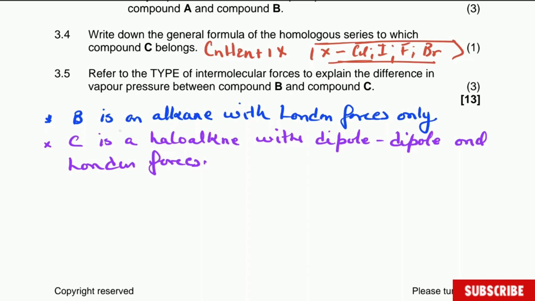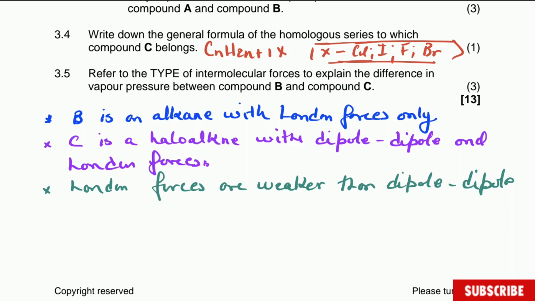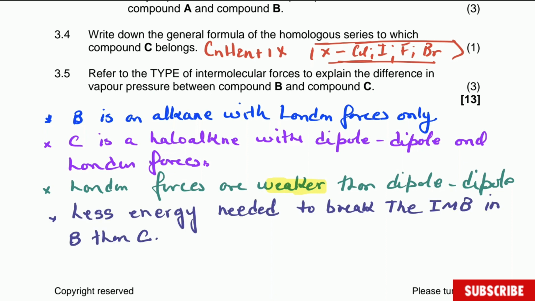So you are going to say that B is an alkane with London forces only. C is a haloalkane with dipole and London forces. And now you are going to compare. London forces are weaker than dipole forces. Therefore, less energy is needed to break the intermolecular forces in B. Remember, B is the one that has the London forces, so B than C. And this is the end of the question. B is an alkane with London forces only. C is a haloalkane with dipole and London forces. London forces are weaker than dipole, and then less energy is needed to break the intermolecular forces in B.